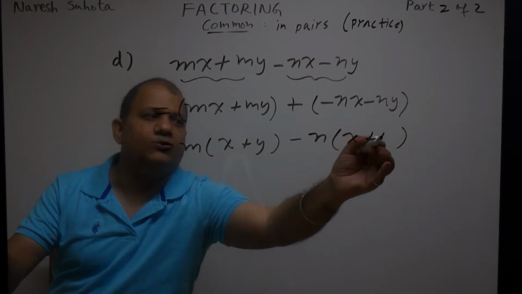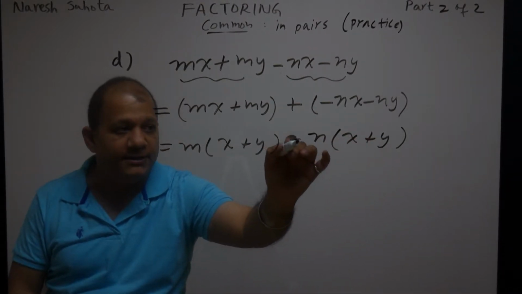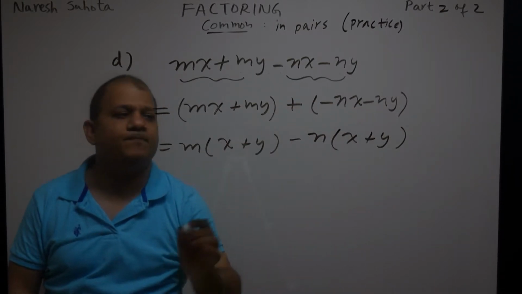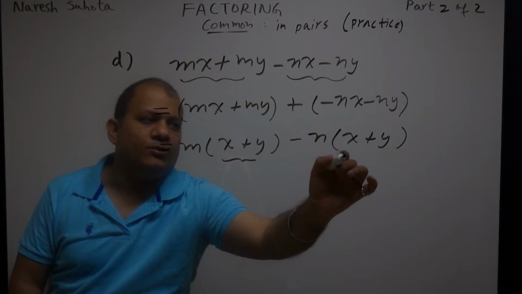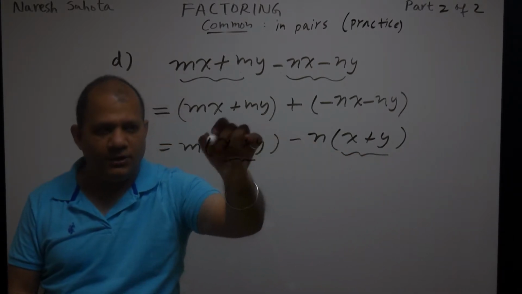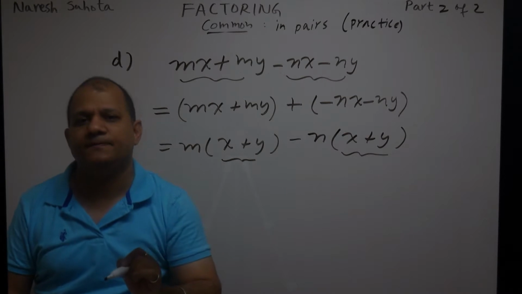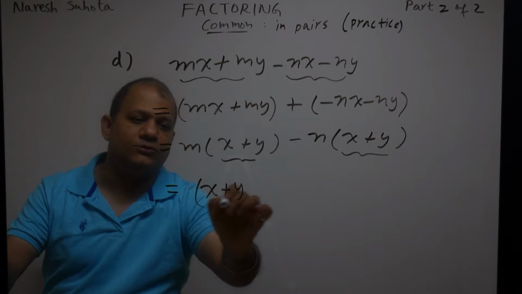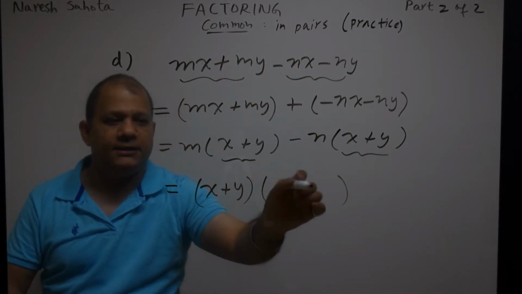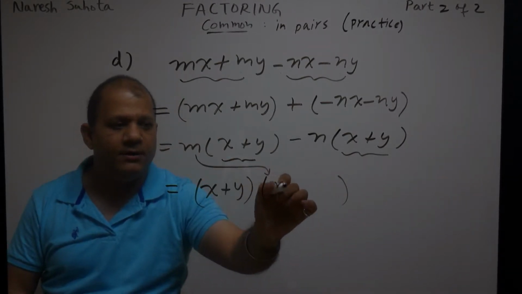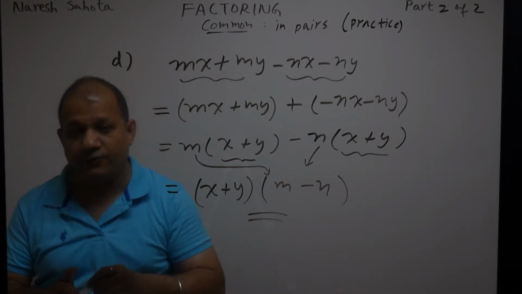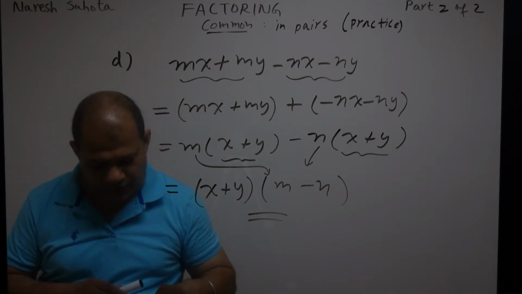X plus y, right? So you can multiply it out: negative n times x is negative nx, and negative n times y is negative ny. So that's the reason why I pulled out a negative factor, so that my brackets would be identical. Okay, so now the common factor is the bracket x plus y, so we pull that out, and in the other bracket we're left with m, and we're left with minus n. So that's the final answer for this question. So the factors are x plus y and m minus n.